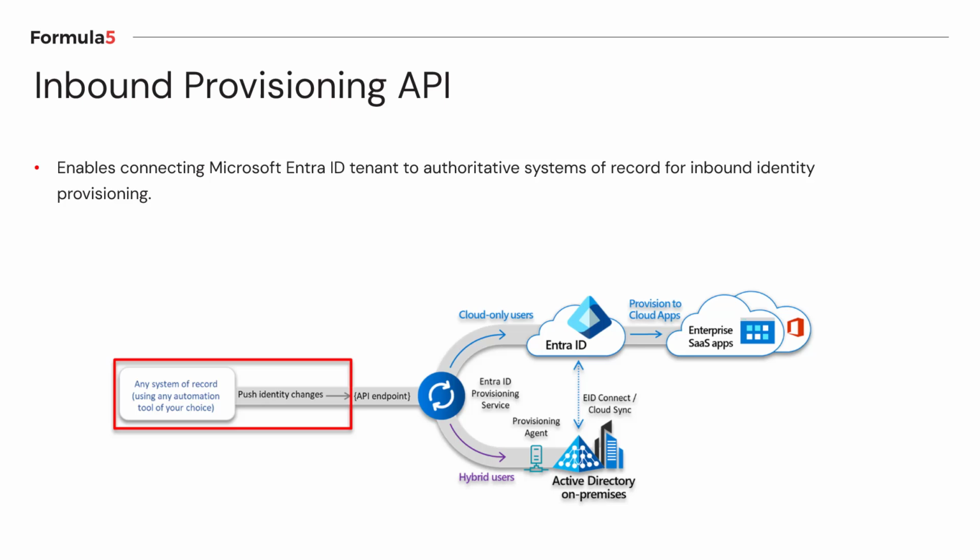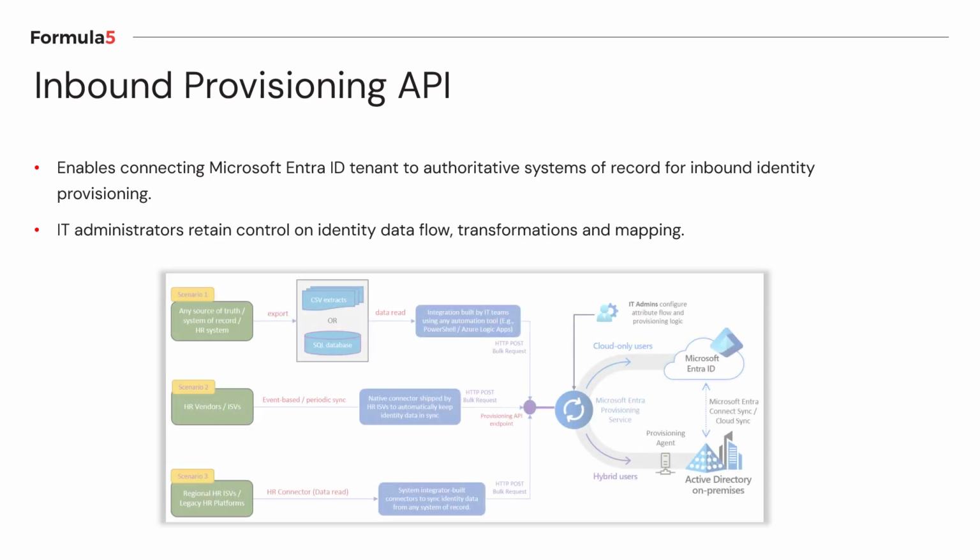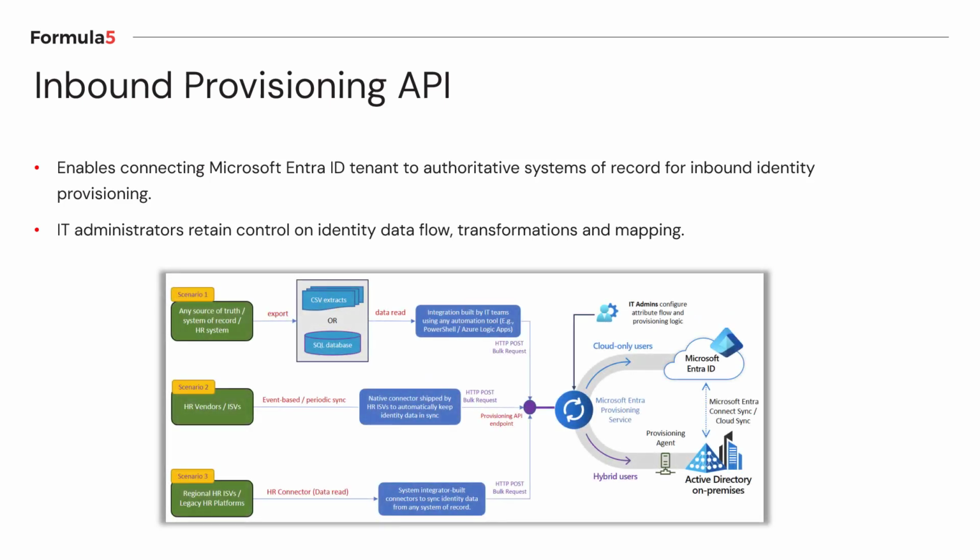Microsoft Entra ID offers inbound provisioning API. Inbound provisioning API enables connecting a Microsoft Entra ID tenant to authoritative systems of record for inbound identity provisioning. ID administrators retain control on identity data flow, transformations, and mappings. And for us, it's important to know that we can extract information about users from different kinds of sources and import this data to Microsoft Entra ID using Microsoft Entra provisioning service.